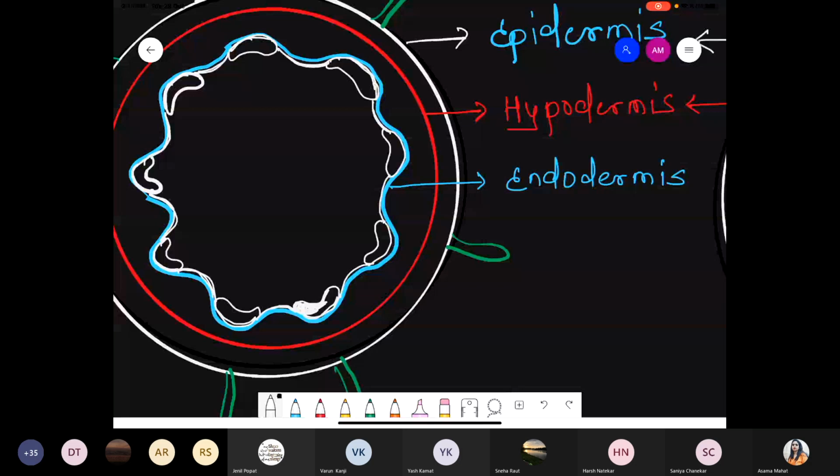Just fill this structure with white color, some pencil shade, give some shade, but it should look like a sickle shape, okay? It should look like a cap-like structure.